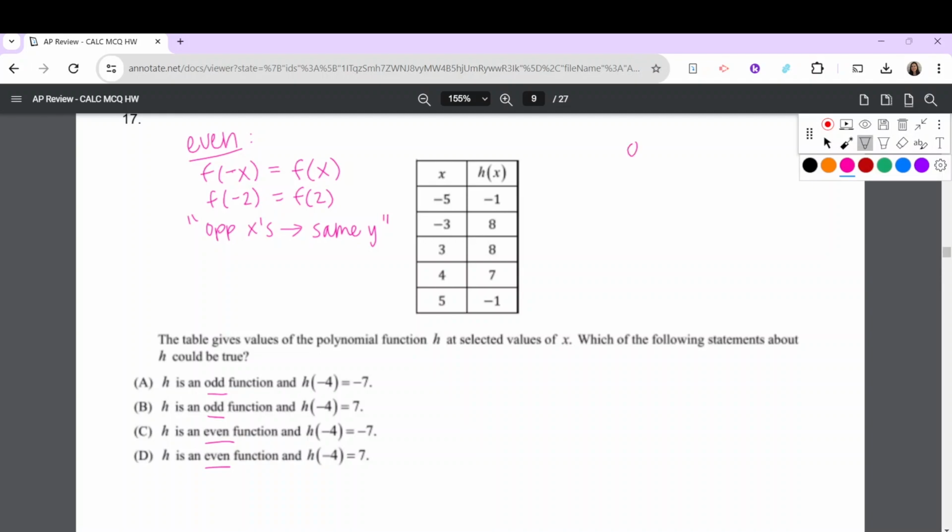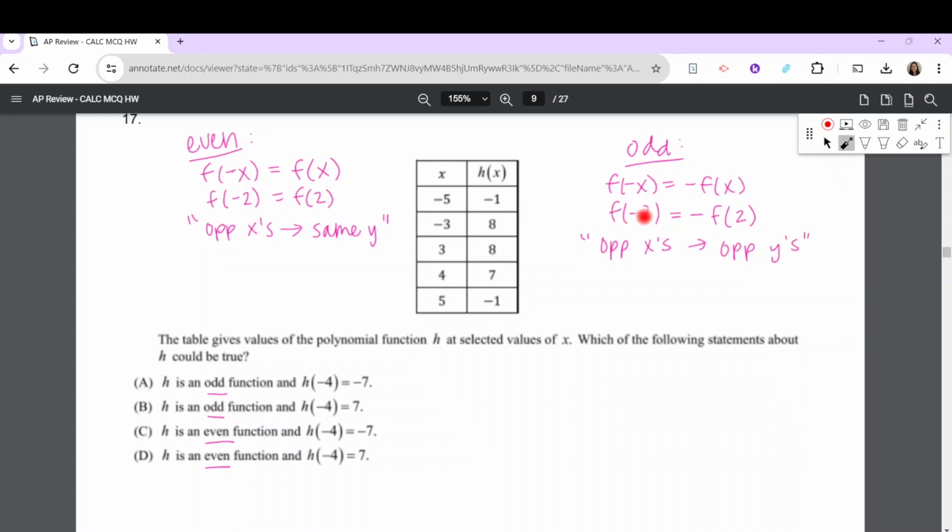Whereas for an odd function, if I plug in an opposite x, I'm going to get an opposite y value. So if I plug in negative 2 to an odd function, I'm going to get the opposite y value that I got when I plugged in a positive 2. So again, opposite x's or opposite inputs is going to give me opposite y's. So if I got a positive 3 from here, I'm going to get a negative 3 from plugging in a positive 2. So that's just a quick little review of even and odd.